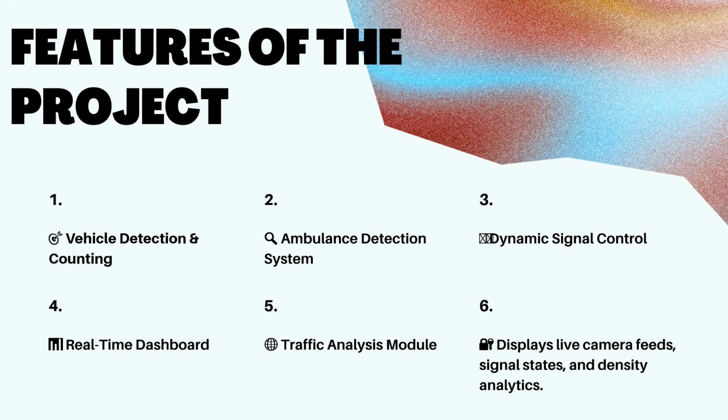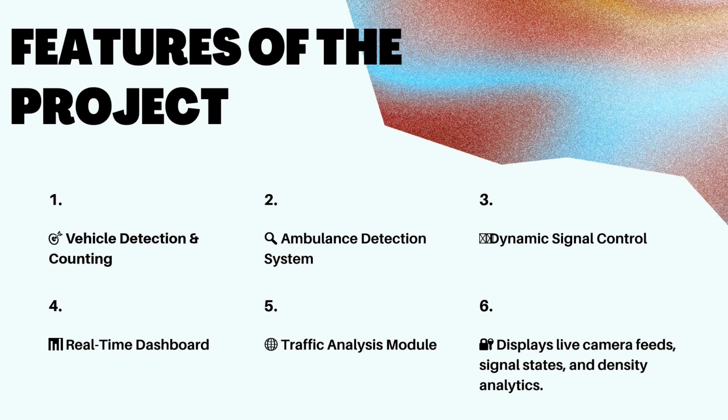Dynamic signal control. There is no universal one, two, three signal control. There should be dynamic signal control. The signal is controlled by the number of vehicles as well as the priority count. And there is a real-time dashboard. There I have given the real-time dashboard.